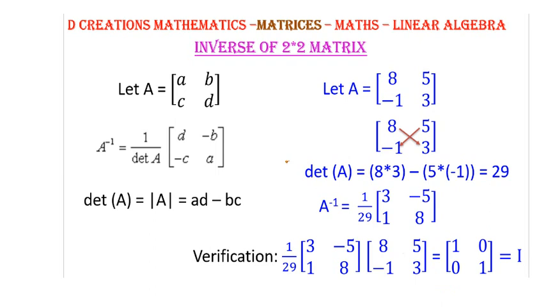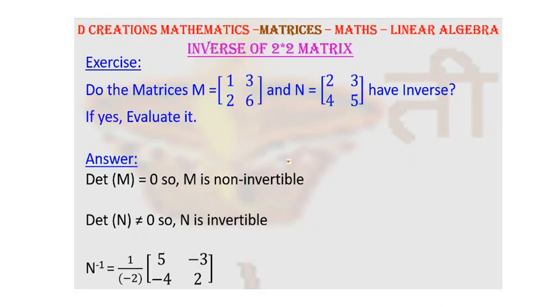I hope you've understood it, and whether you have understood it or not will be checked by giving you an example or an exercise which you need to solve. So let me give you an exercise. Let there be two matrices. This is first matrix which has the elements 1, 3, 2, 6, and this is second matrix which has the elements 2, 3, 4, 5. Now first you need to check whether they will have an inverse. Are they invertible matrices? And then if it does have an inverse, you need to evaluate it.